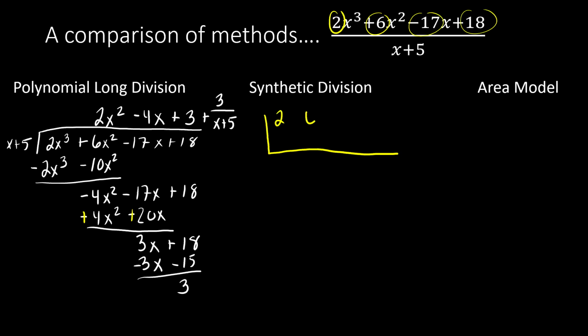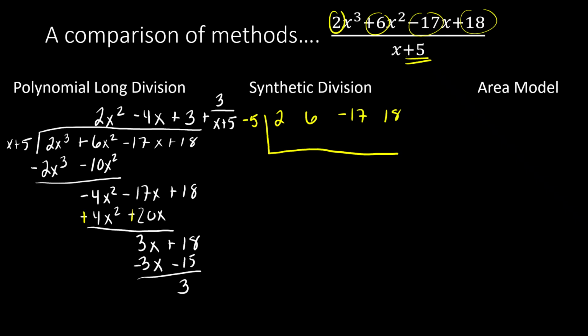So we'll have the 2, the 6, the -17, and the 18. And then what we do with our divisor is we actually flip the sign. So instead of a +5, we're going to have a -5. Now, what that's going to do is save us from the subtraction step. It is going to allow us to add instead of subtract, because subtraction is just adding the opposite. So if we take the opposite here, then we're able to get around that subtraction piece.